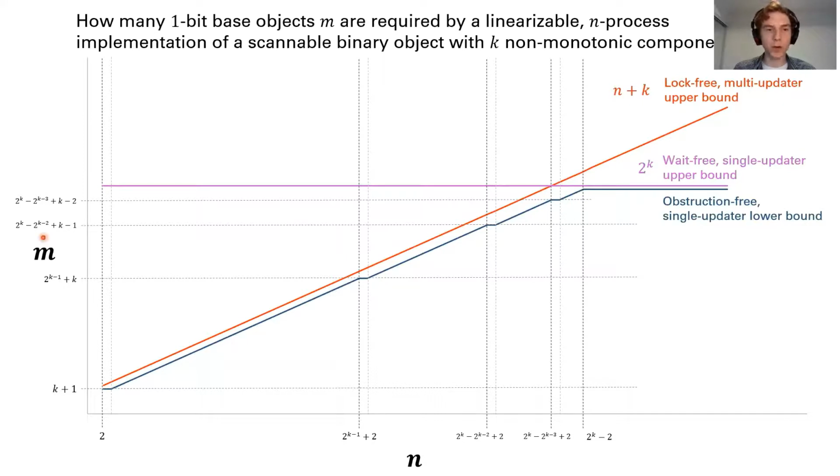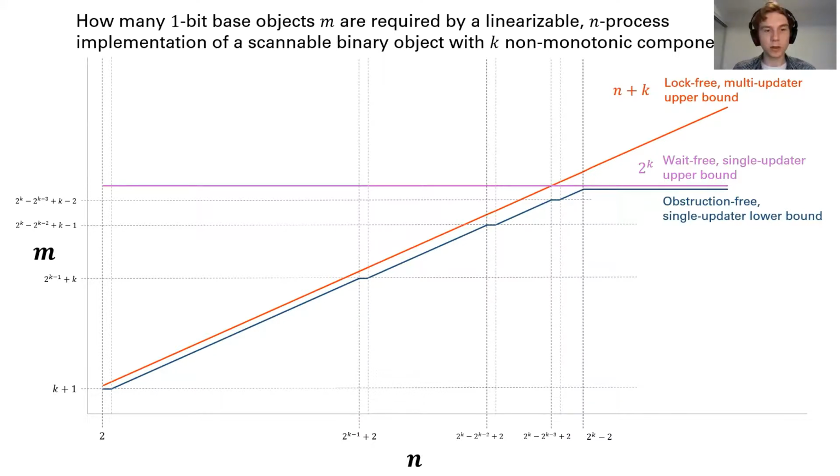So here's how the number of required base objects M on the y-axis is related to the number of processes N on the x-axis, where the number of components K is just some fixed constant. The red line is our lock-free multi-updater upper bound of n plus k base objects. The purple line is the single updater upper bound of 2 to the k base objects. And the blue line is our obstruction-free single updater lower bound.